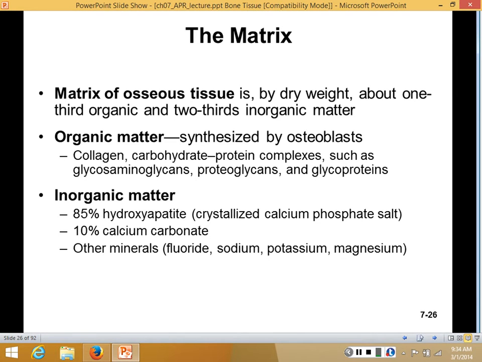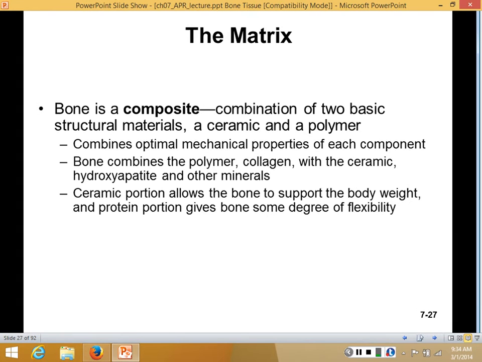Composite, which is in your textbook, you need to highlight this word here. You've probably heard bone composition before. If you've been to an orthopedic doctor, they always talk about your bone composition or your bone composite. Bone composite, those two things I just mentioned to you earlier: the hydroxyapatite and the collagen. A combination of two basic structural materials. The ceramic portion, which is your hydroxyapatite, and your polymer, which is what? Your collagen. Okay? So bone combines the polymer collagen with the ceramic, hydroxyapatite, and other minerals.